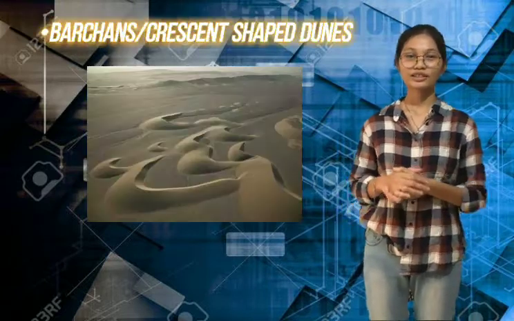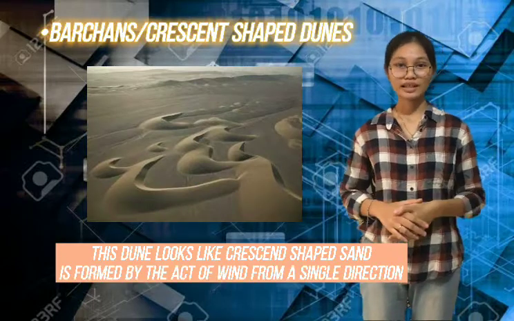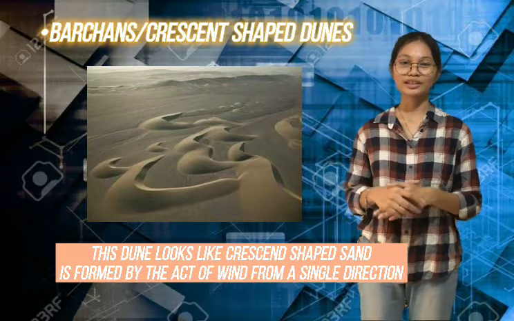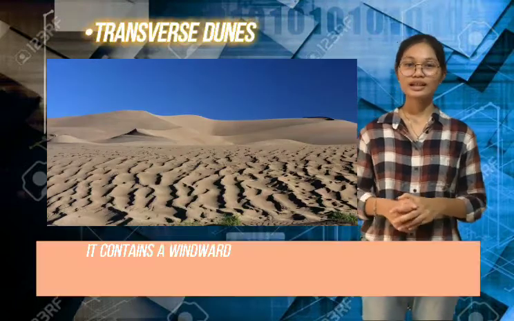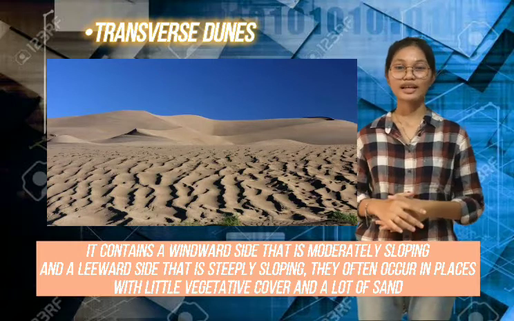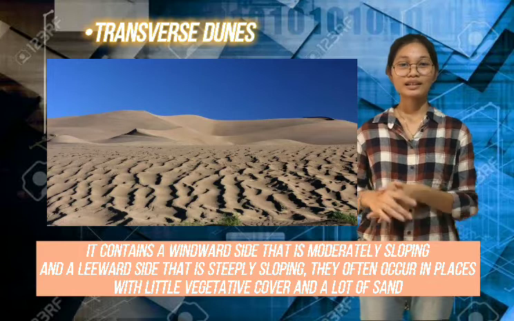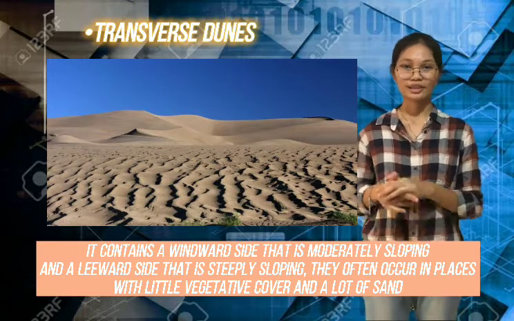Active dunes can be divided into three types. The barkhans or crescent-shaped dunes. This dune looks like a crescent, and the sand is formed by the act of wind from a single direction. Second is the transverse dunes. It contains a windward side that is moderately sloping and a leeward side that is steeply sloping. They often occur in places with little vegetative cover and a lot of sun.